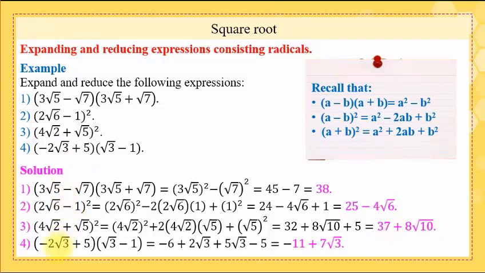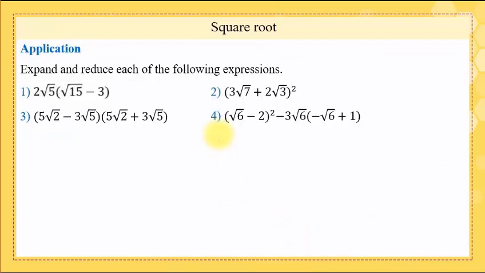Part 4. Here we cannot use any of these identities, so we can expand manually. So first we multiply minus 2 radical 3 by radical 3 to find minus 6. And then we multiply minus 2 radical 3 by minus 1 to find 2 radical 3. Then multiply 5 by radical 3 to get 5 radical 3. Finally, we multiply 5 by minus 1 to get minus 5. And we can simplify here and calculate to find the answer minus 11 plus 7 radical 3. Here, application 2. Stop the video and try to solve.